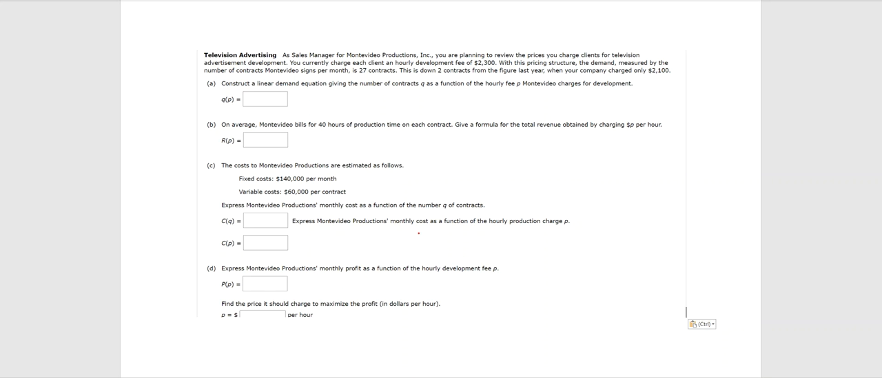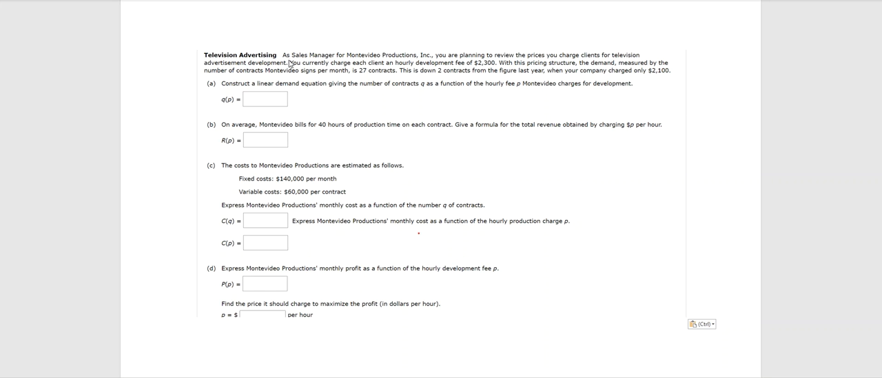All right, so here's a problem from WebAssign. And it's on section 2.1. Let's take a quick look at it. As sales manager for Montevideo Productions Incorporated, you are planning to review the price you charge clients for television advertisement development.